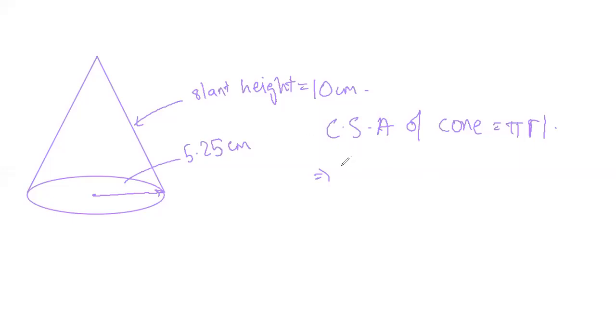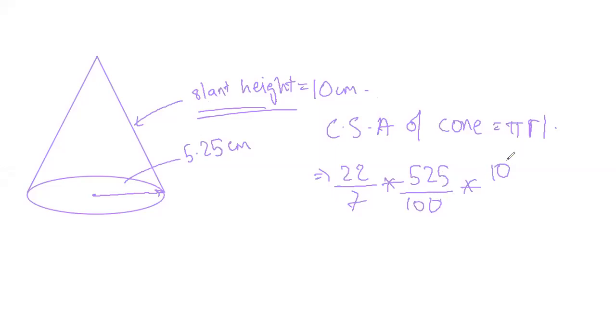So pi is equal to 22 by 7 into r. r is, as we have calculated, 5.25 centimeters. For ease of calculation, I'll write this as 525 upon 100, so 5.25 can also be written as 525 upon 100. And then finally, it is asking for L. L is also known as slant height. So L is 10 centimeters. Accordingly, we'll calculate.